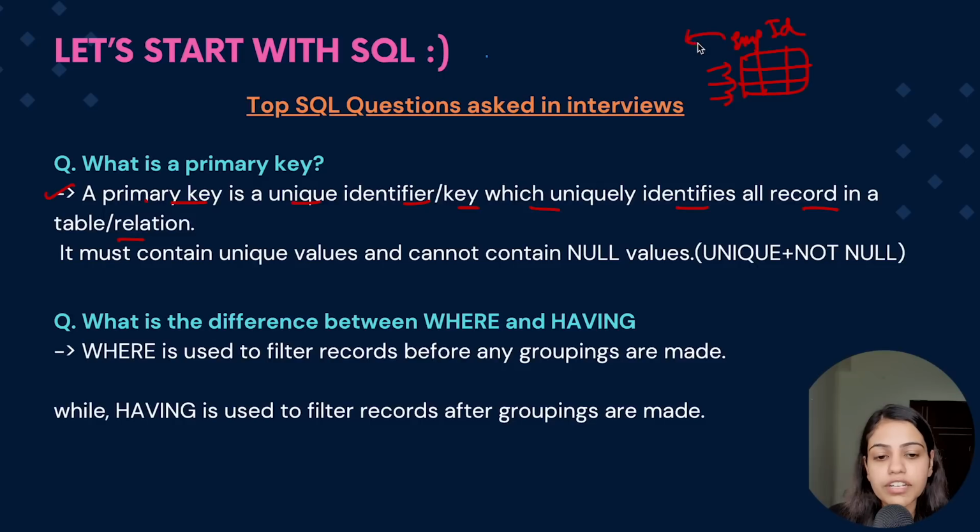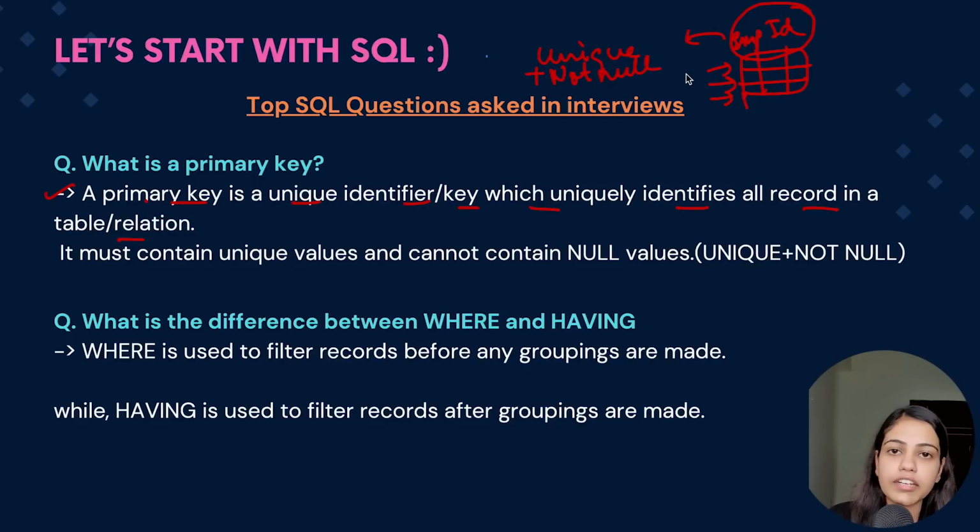Now there are two constraints for a key to be a primary key: it should always be unique, so there shouldn't be any duplicate values here, and it should always have not null values, so there couldn't be any null values here. So if we are declaring any attribute as a primary key, it should always be unique, it should always be not null, and it should uniquely identify all the records or all the rows in our table.